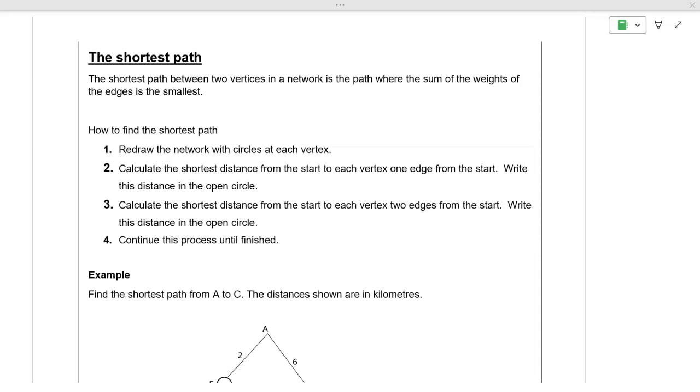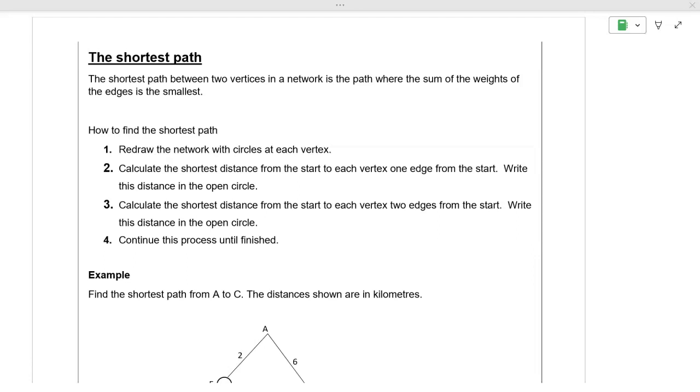So following on from being able to read a network, the next thing we're going to look at is the shortest path. The shortest path between two vertices in a network is the path where the sum of the weights of the edges is the smallest. So it's basically going all the way around and finding which is the shortest way to get there.